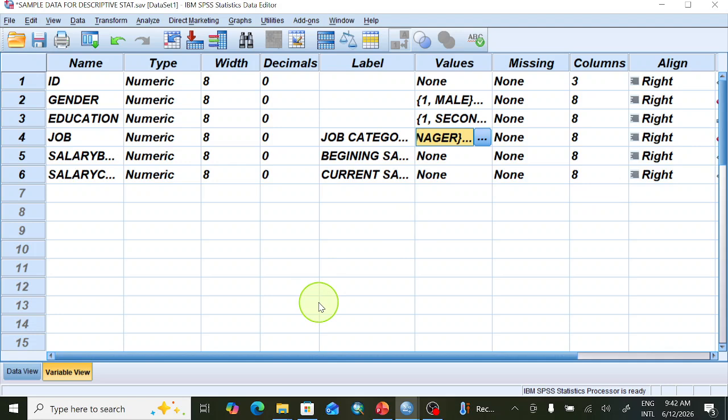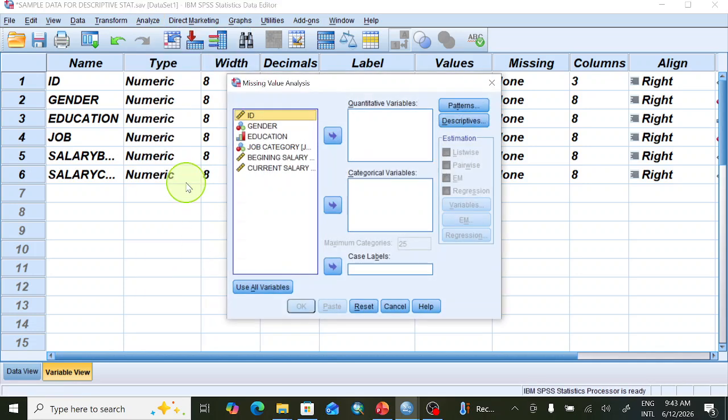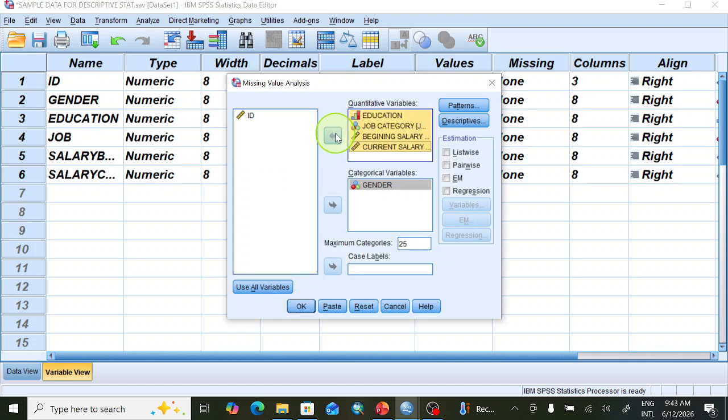First of all, before we analyze the data, let us see whether we have missing values. Here it is very clear that we don't have any missing values, but still let us go and see how to go about that. So you go to Analyze, you come to Missing Value Analysis. Then you have the window for the missing values. The categorical data here, you have to bring gender here, and all the other measures, take them there, and then you say OK.